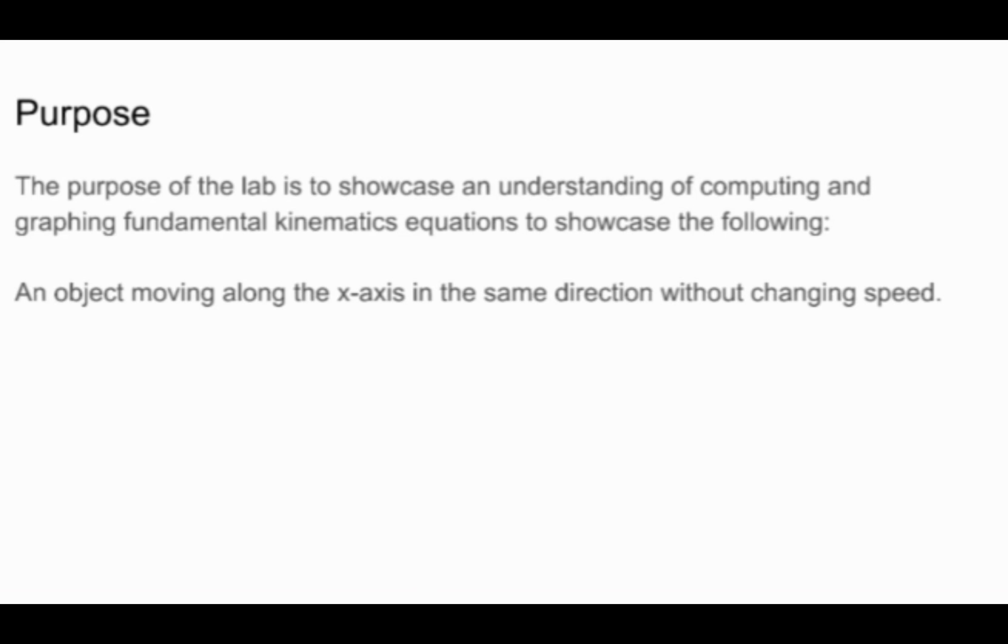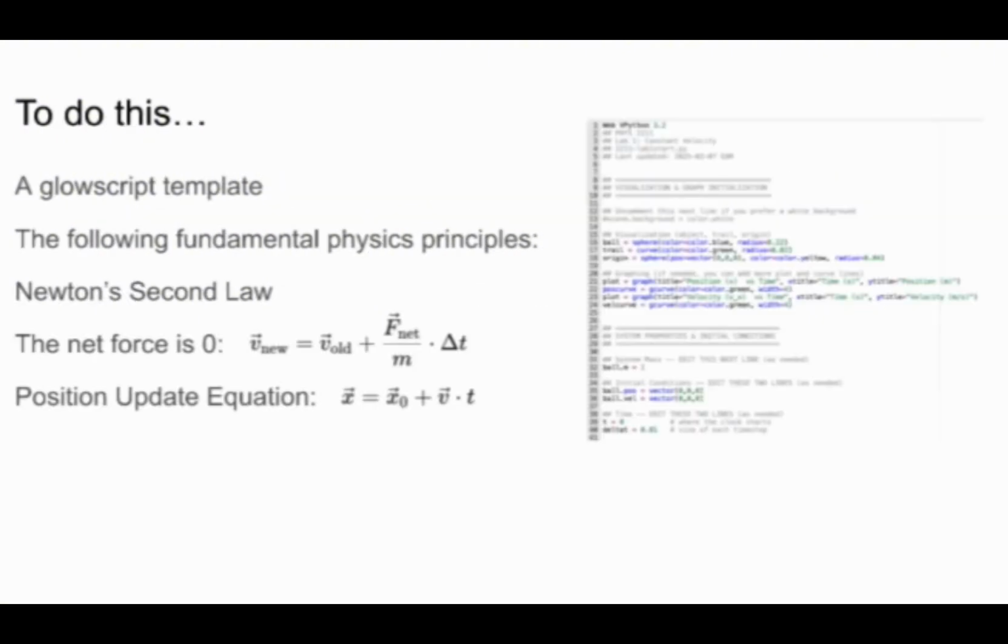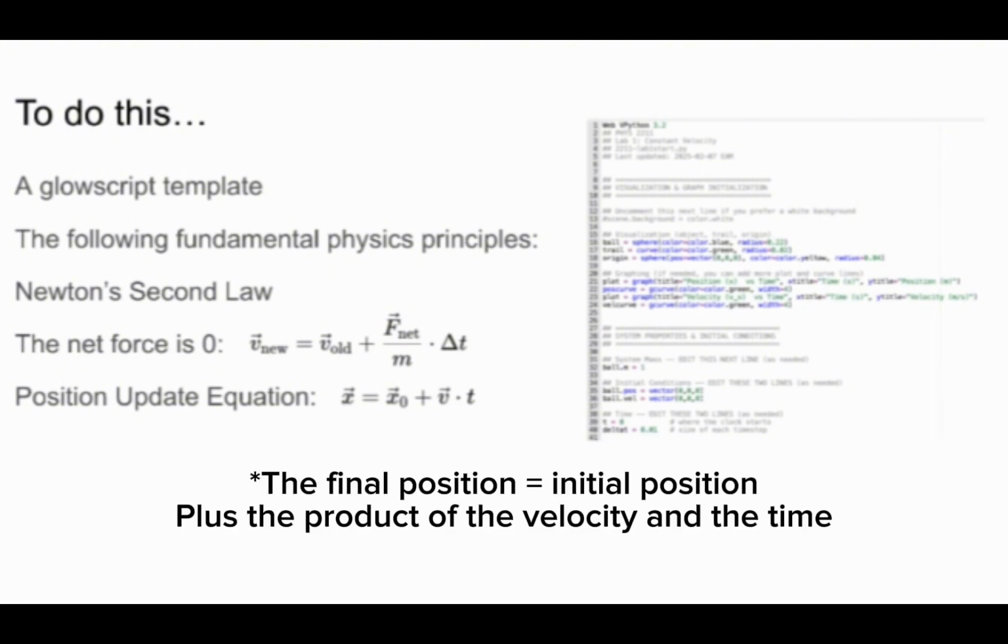I will be showing an object moving in real life along the x-axis in the same direction without changing speed. To do this, I will be using the provided GlowScript template, as well as Newton's second law, F equals ma, the idea that the net force is zero, which essentially allows us to simplify the following kinematics equation: the new velocity will always be equal to the old velocity because the net force is zero. And finally, the updated position equation, which allows us to calculate future positions through the addition of the velocity and the time.